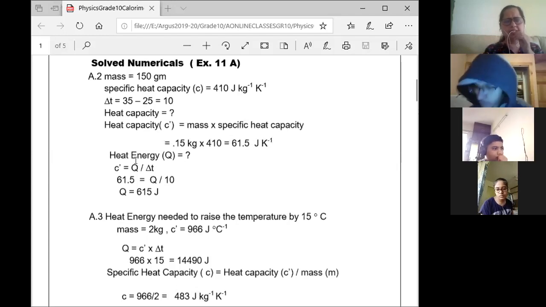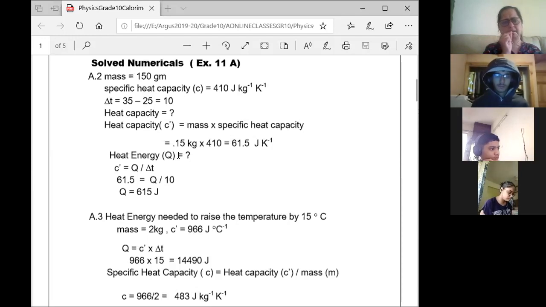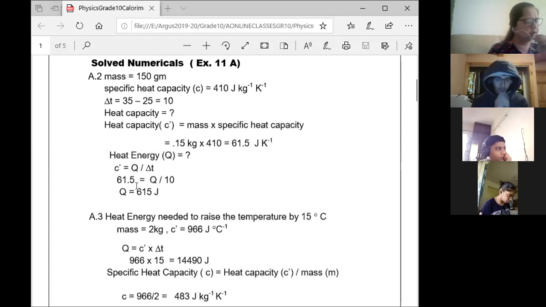Now the next thing they have asked you: find the heat energy. In order to find the heat energy to increase the temperature, delta T is given. From 25 you have to increase it to 35 degrees Celsius. So we will find delta T. Delta T will be 35 minus 25, that is 10, right? Now you have to find out how much energy will be required to increase the temperature from 25 to 35. So I have to find out Q.